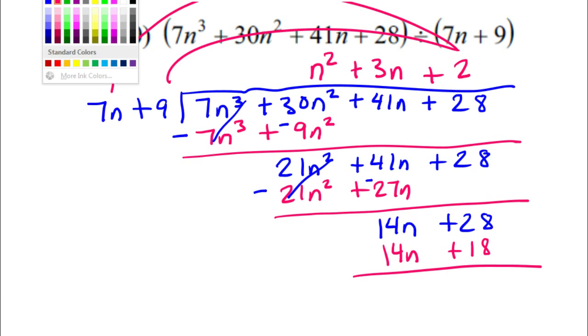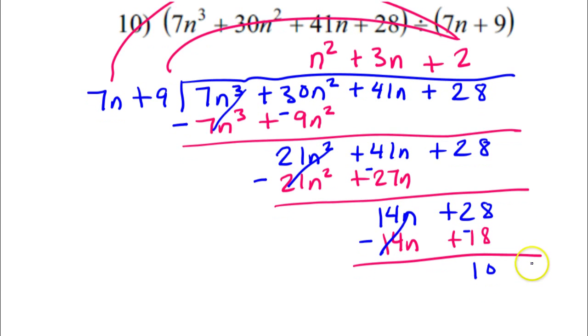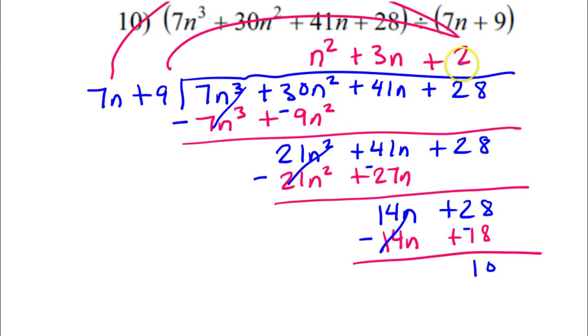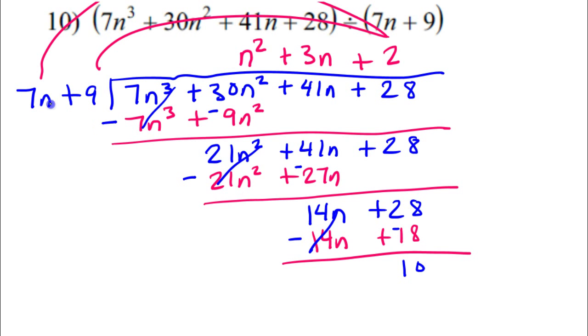I will subtract once again by changing the signs. These cancel. Now 28 minus 18 is 10. And that's it. Once you get to the constant term, you're done. This is the remainder. So the final answer is going to be what you see here in pink. But then you will add on the remainder over the divisor. It will be 10 over 7n plus 9.